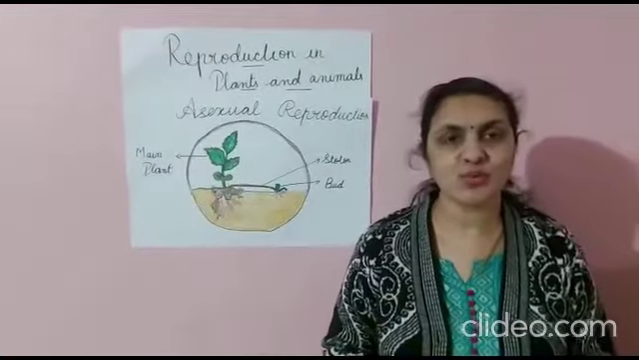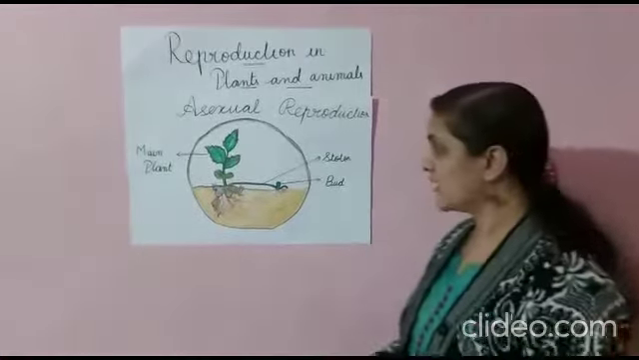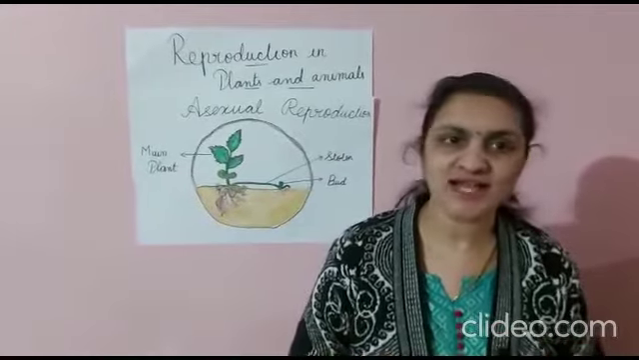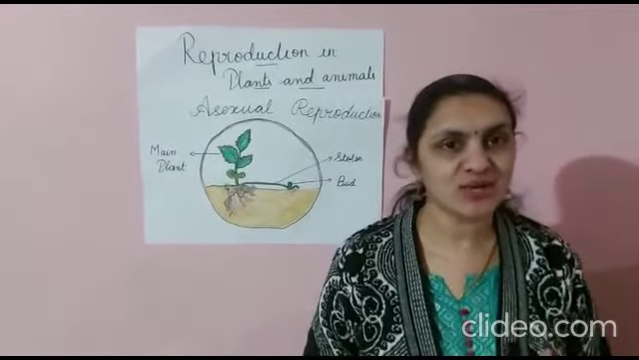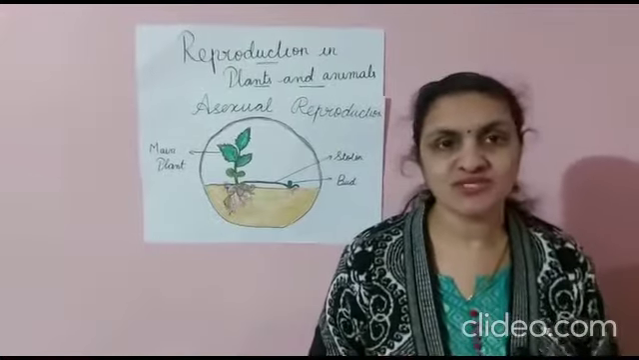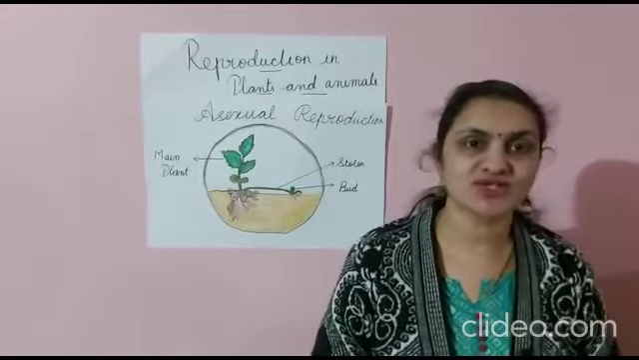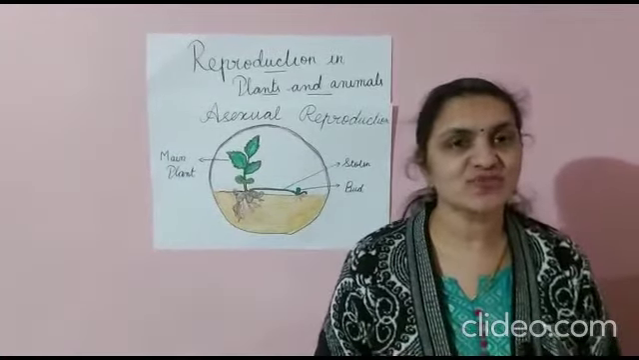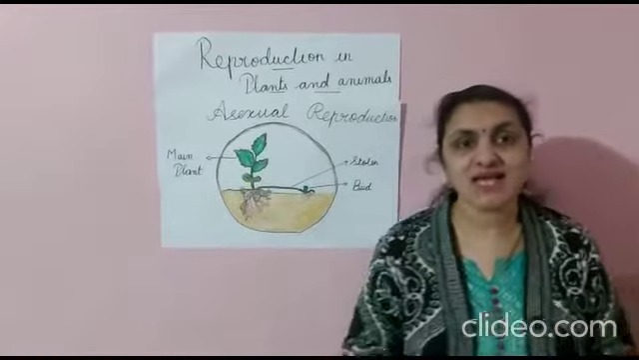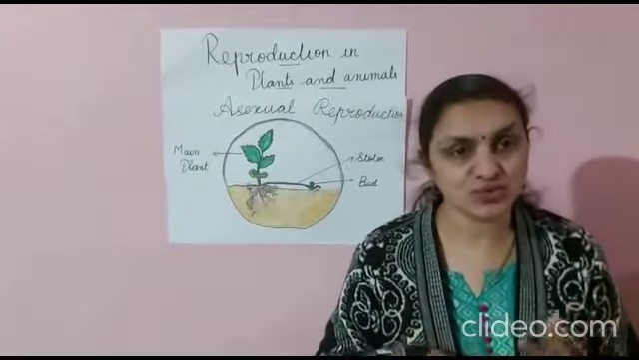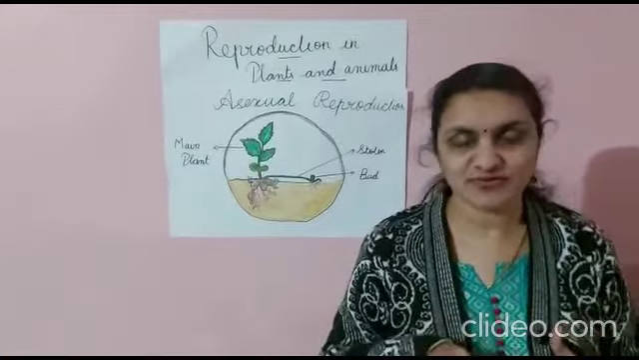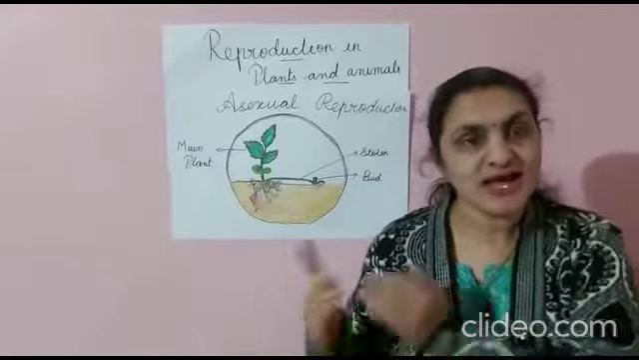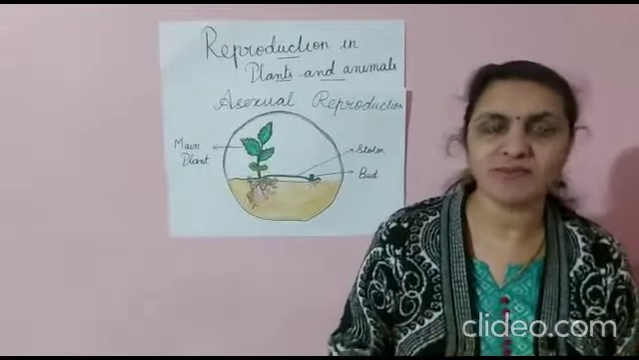Next, we are going to see vegetative propagation. Vegetative propagation can be done in 2 types. One is natural vegetative propagation and the next is artificial vegetative propagation, and this vegetative propagation is the asexual reproduction in plants. In natural vegetative propagation, a part of a plant, for example the root, stem, or leaf, is planted in soil and it grows into a new plant.